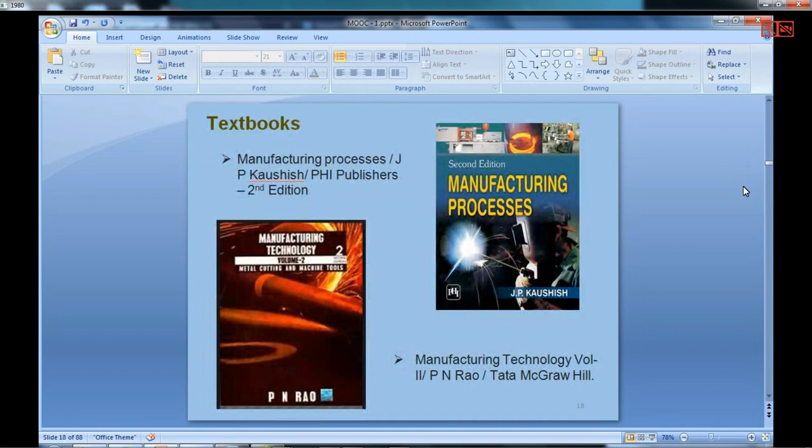The textbooks, probably if you want, you can note down these things. I'll give you two to three, maybe half a minute. So these are the textbooks which have been specified for you. Manufacturing Processes by J.P. Kaushik, and the other one is Manufacturing Technology by P.N. Rao. Manufacturing Processes by J.P. Kaushik, Manufacturing Technology by P.N. Rao. You can note down.